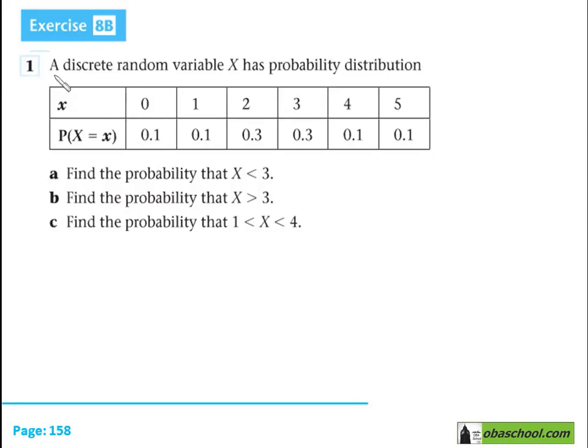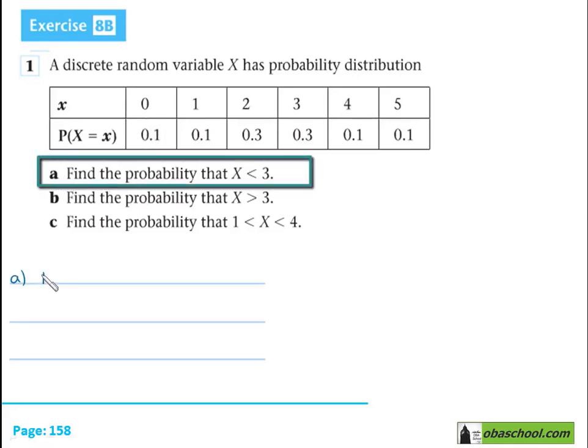A discrete random variable x has probability distribution. The values of the random variable are between 0 and 5, and for each value we have the corresponding probability. Part A, find the probability that x is less than 3. So, probability for x less than 3.